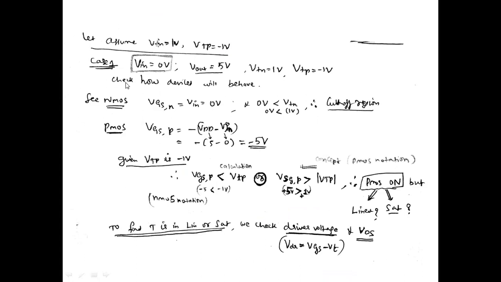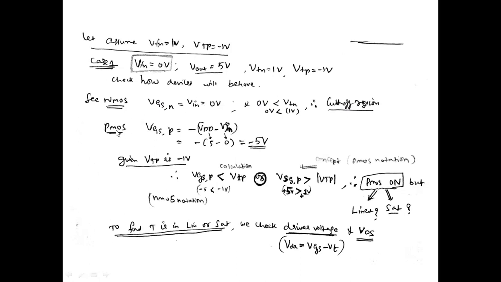So let's start. By applying Vin equal to 0 volts and assuming VTN equal to 1 volt and VTP equal to minus 1 volt, now we'll check how these devices will behave. First see the NMOS operation. For this NMOS, by looking at the circuit, VGS, the input voltage for the NMOS, is equal to Vin, which is 0 volts. Here Vin is less than VTN. Hence, this NMOS will be in the cutoff region for Vin being 0 volts.